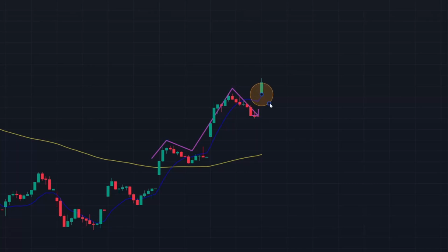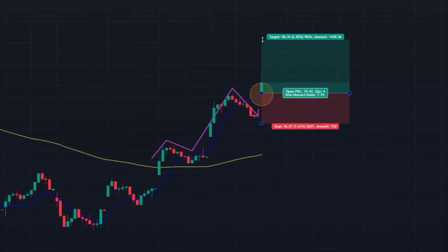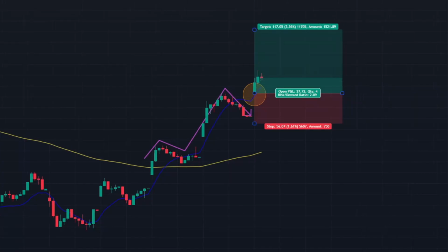Of course, no indicator is 100% accurate. This indicator will give you a good idea about the market trend, but you should always look for multiple confirmations before you make a trade.